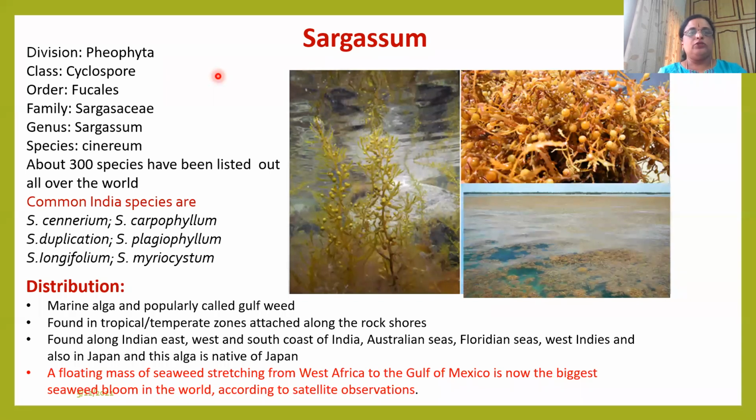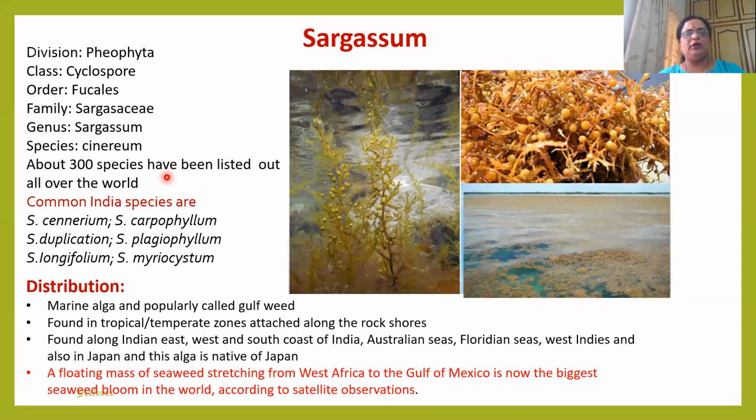So today's Sargassum, as I was mentioning, belongs to the division Phaeophyta, class Cyclosporeae, order Fucales, family Sargassaceae, and the species we are going to study today is Sargassum cinereum. In Sargassum, there are around 300 species distributed all over the world. Till now, 300 species have been reported all over the world.